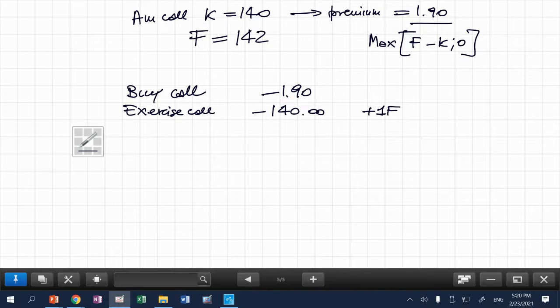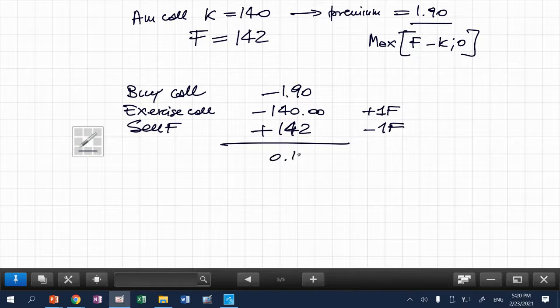Which is the price of the future? 142. Any idea about how you can close the arbitrage? You sell the future. Okay? So the third part is that you sell the future, which means that you get 142, you no longer have the future, but at the end, you end up having a profit of 10 cents, okay? Why? Because 10 cents is exactly the underpricing of the option relative to the minimum value of 2. Is that okay?